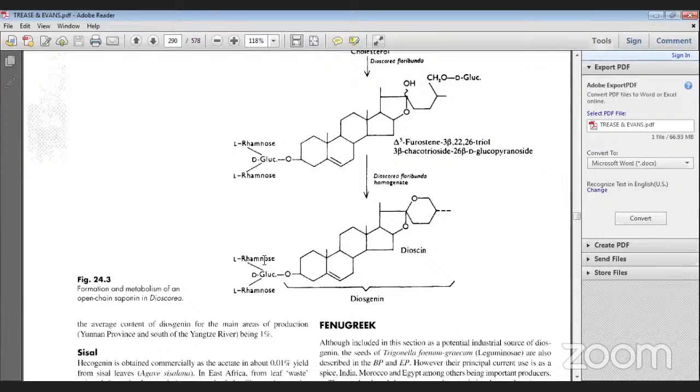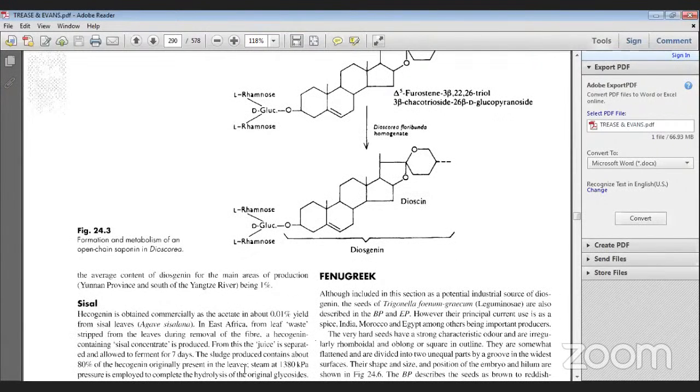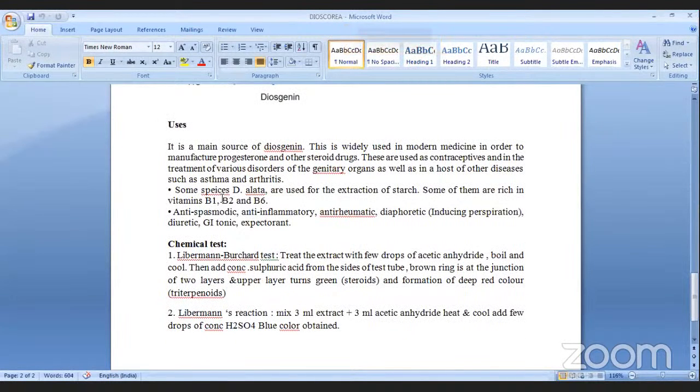So the sugar is known as the glucorhamnose. The glucorhamnose sugar part is attached at the C3 position, and one water molecule will be lost. This is the structure of dioscin. This is the diosgenin, which is the sapogenin and aglycone part of Dioscorea, and the total molecule represents the glycoside dioscin. Next is the use of diosgenin.